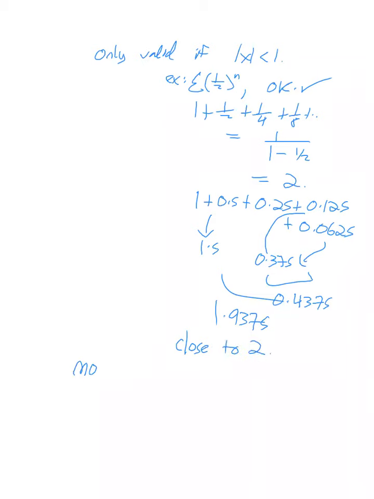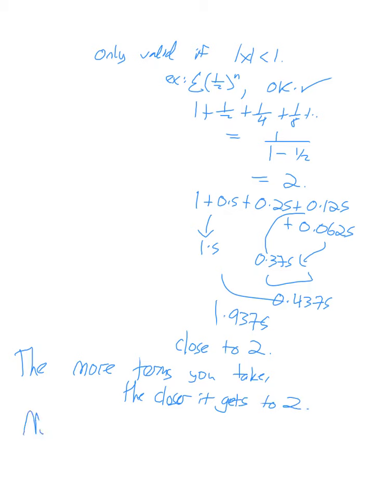And the more terms you take, the closer it gets to 2. I can add more and more terms, and it'll just get better and better. It will never be exactly 2, but you can make it arbitrarily close if n gets bigger.